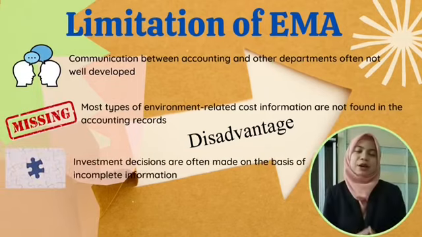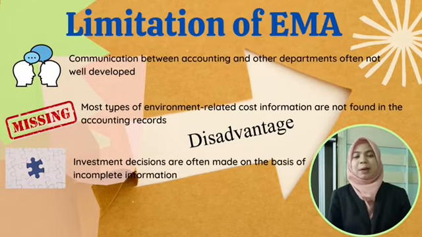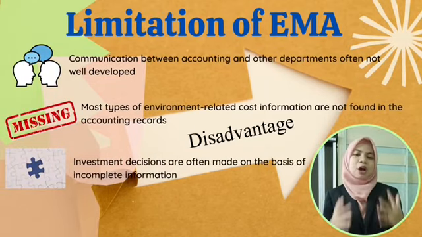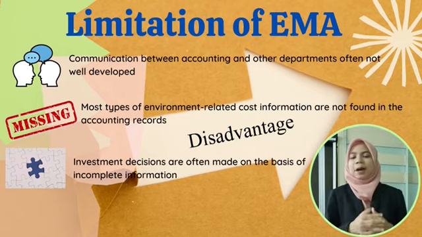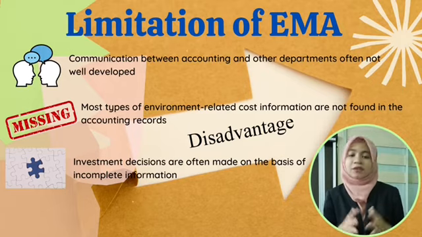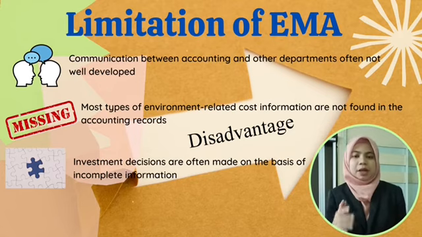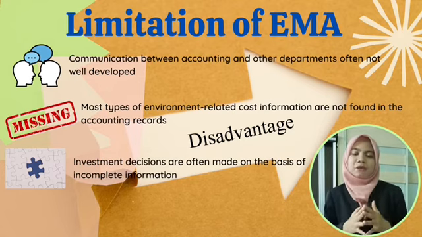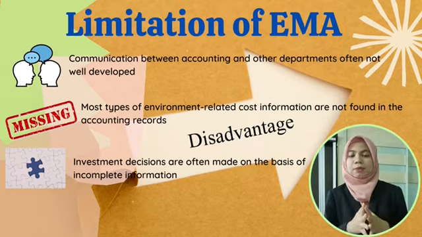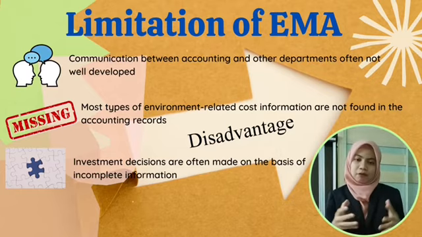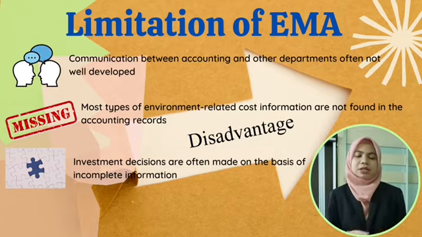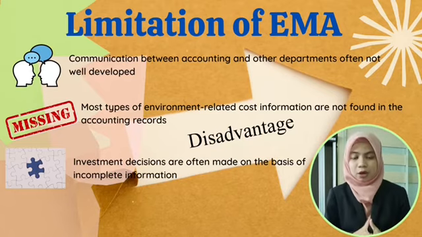Now, I will be explaining the drawbacks of EMA. Number one is communications or links between accounting and other departments are often not well developed. Different departments may have different goals and perspectives in respect to EMA. For example, they may not have the same perspective on the issue of who is responsible for managing different types of environmental-related costs. Number two is many types of environment-related cost information are not found in the accounting records.